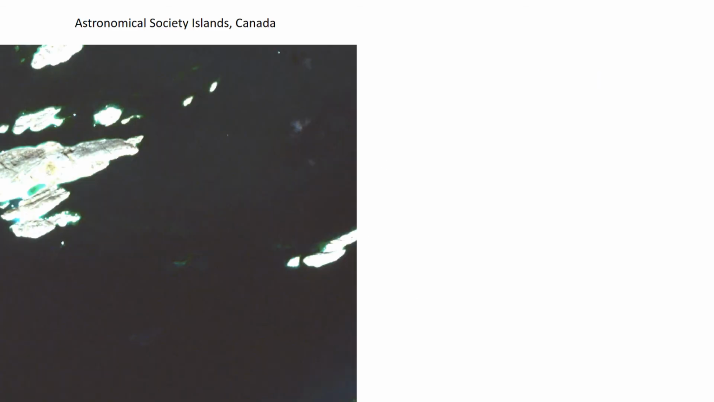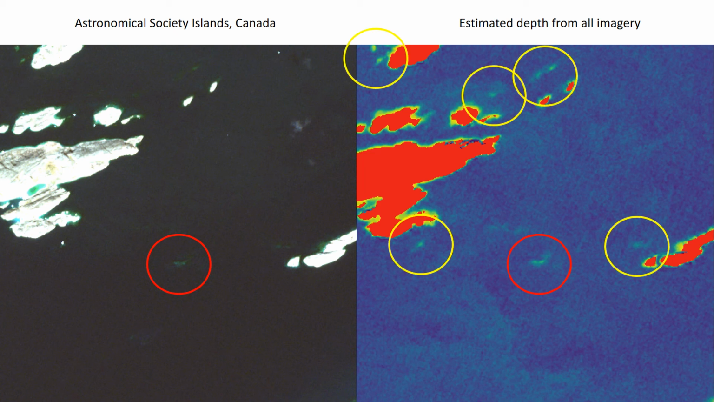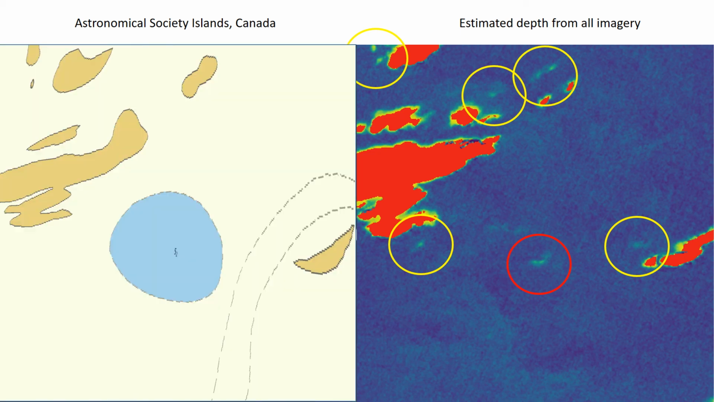So what can we do with this workflow? Here's an example from the Astronomical Society Islands in northern Canada, where a research vessel ran aground on an underwater rock in August 2018. That rock, highlighted here in the red circle, is about 200 meters long. It is visible in some satellite images, but not in others, and it was not shown on nautical charts at the time. The workflow, combining information from all images, is able to detect it and clearly identify the area as shallow. In fact, the workflow also finds several other underwater rocks, highlighted here in yellow circles. These are still not shown on nautical charts.